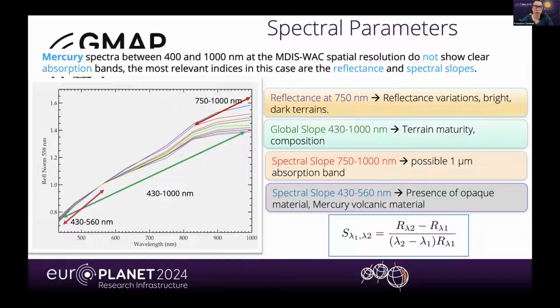So you can use the spectral slope close to the UV range, so between 400 and 560 nanometer, and it is useful to define the presence of opaque material, but also volcanic material. You can also have the spectral slope in the final part of the spectrum, so between 700 and 1000 nanometer. In this case, it's useful to see if you have some inflection here, to see if you can have the presence of the 1 micron band typical of the iron absorption, and the global slope to see the maturity of the terrain.